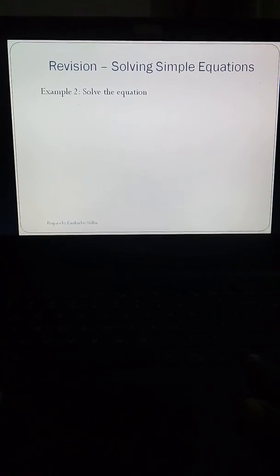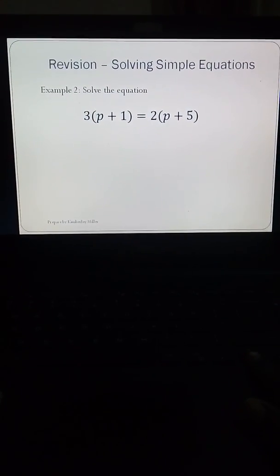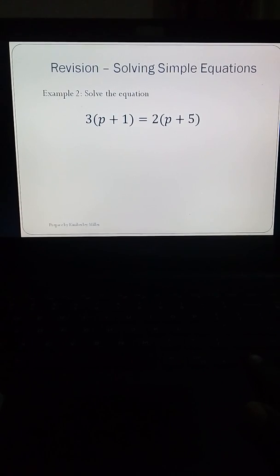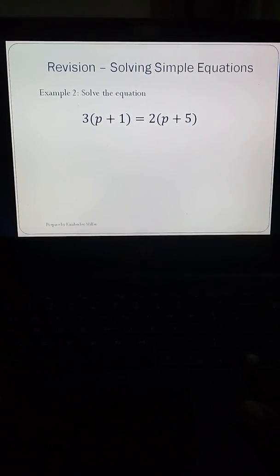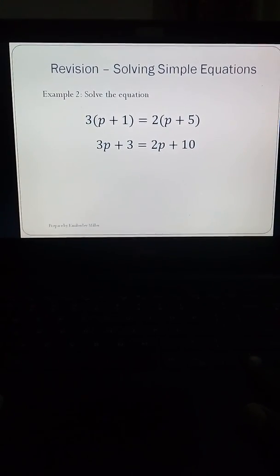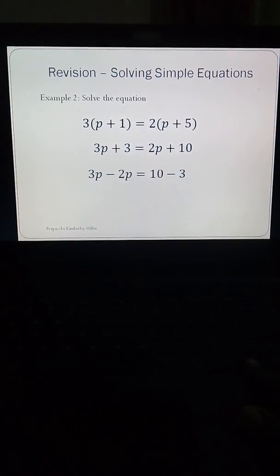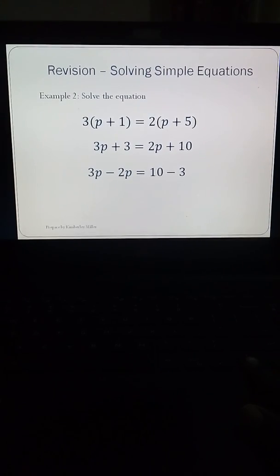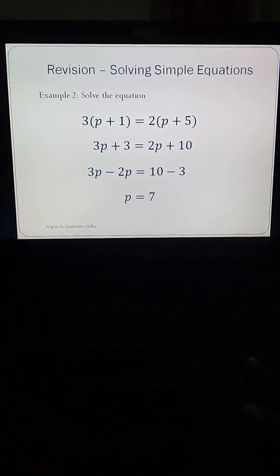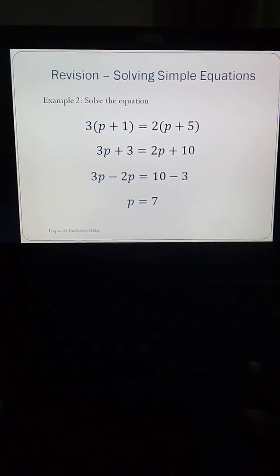Solving another simple equation, but within this we have brackets. So now we need to simplify, then solve. First remove the brackets. Then you're going to group your like terms and then find the solution.